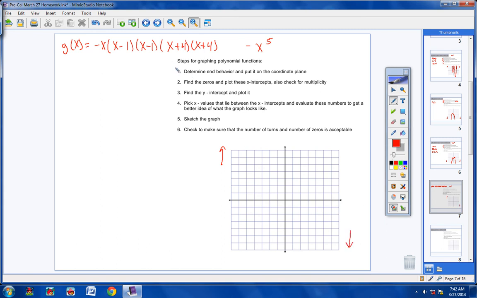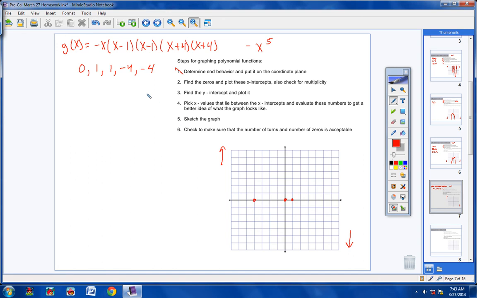Now step 2, find the zeros. Okay, that's easy. For this group here, I would get a 0. For this group here, I would get a positive 1. For this group here, a positive 1. For this group here, a negative 4. And for this group here, a negative 4. So I would have a 0 at 0, a 0 at 1, and a 0 at negative 4.